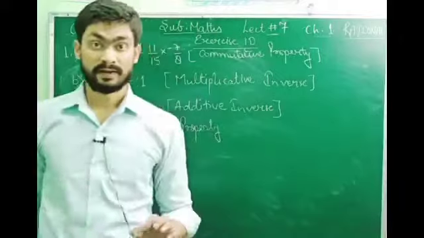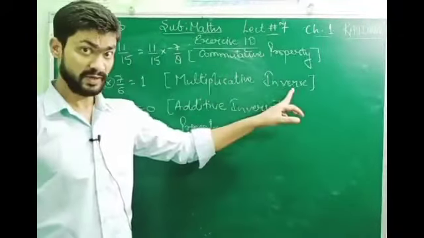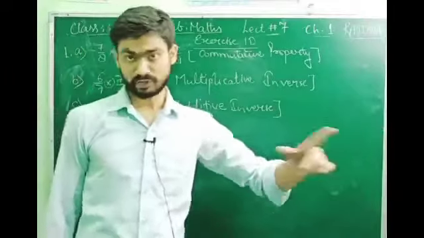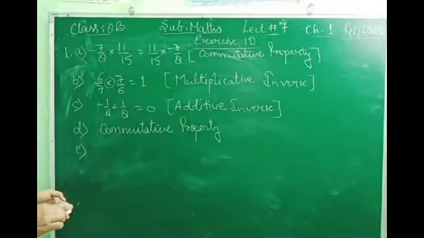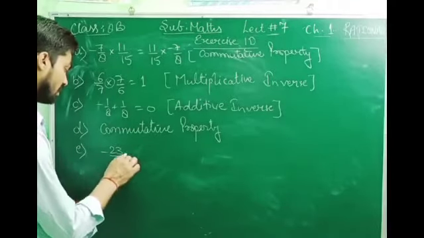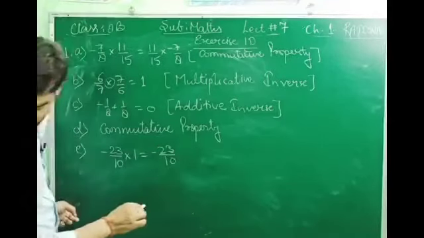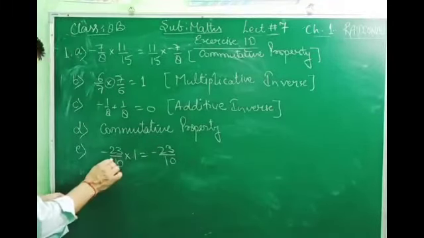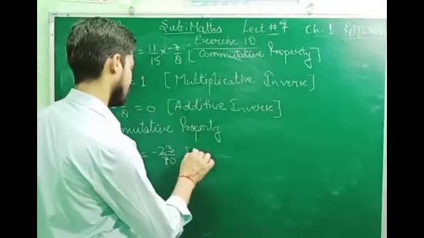E, multiplicative identity. You are getting 1, no? You are getting the same number, so multiplicative identity. In E you will write C, minus 23 by 70, sorry. So what do you write here?